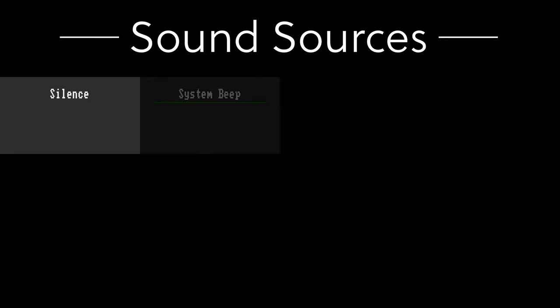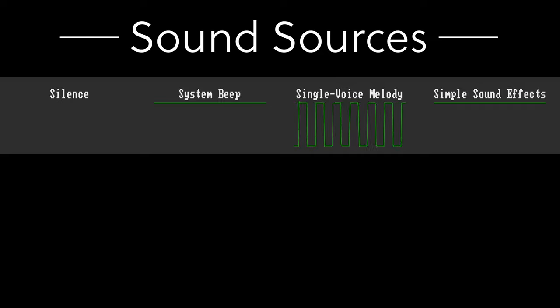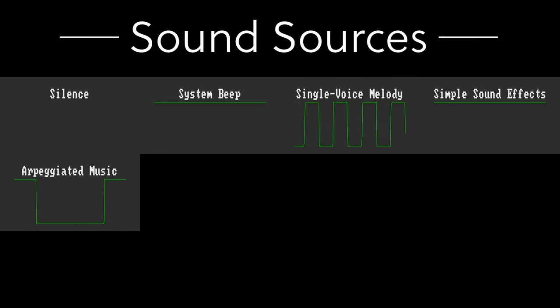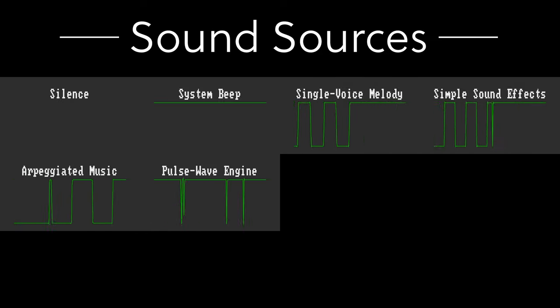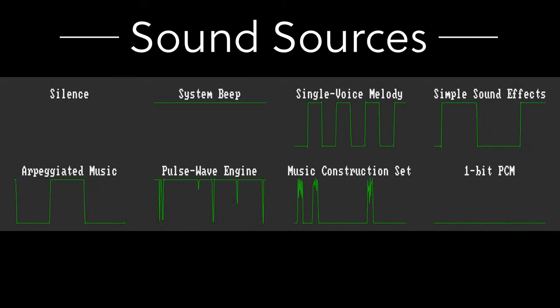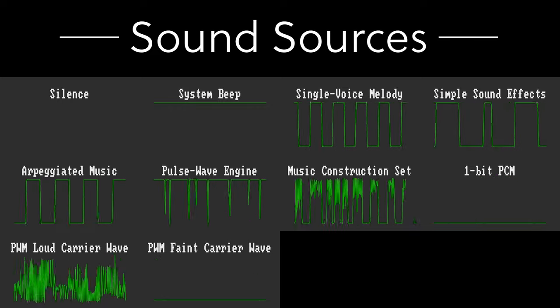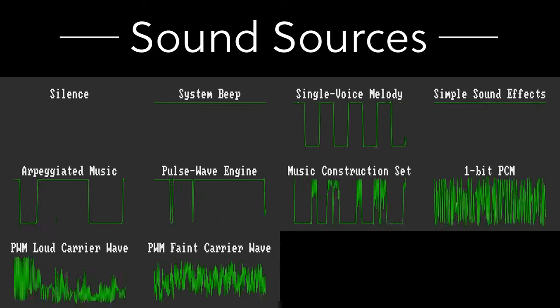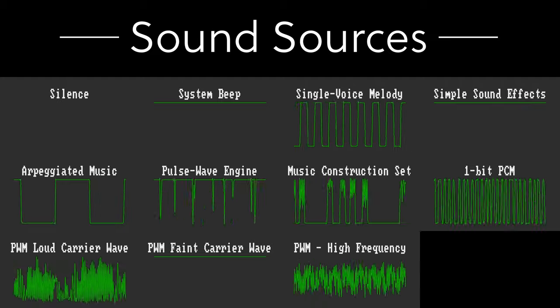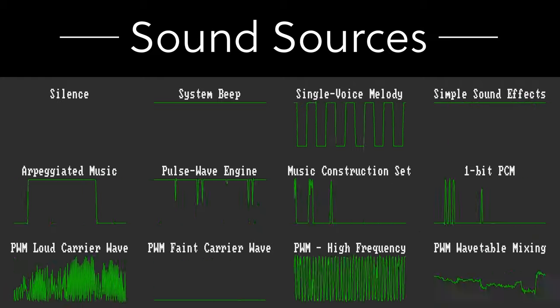They are, very quickly, silence, the system beep, a single voice melody, simple sound effects, arpeggiated music, multi-voice music using pulse waves, music construction set, 1-bit PCM audio, pulse width modulation with an audible carrier wave, pulse width modulation with a faint carrier wave, pulse width modulation at high frequencies, and for a little bonus, pulse width modulation output of wavetable music.